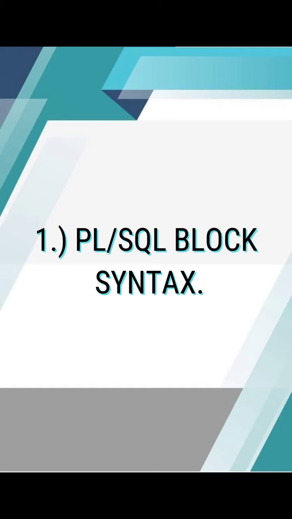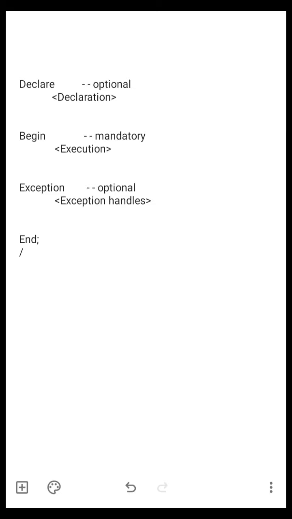PL/SQL block. This is called a block because the code is executed as a group and is a single element. The structure of a PL/SQL block is divided into three sections: the declaration section, the execution section, and the exception handling section. In the declaration section, this is where you declare variables, cursors, exceptions, subprograms, program instructions, and collections that are needed in the block.